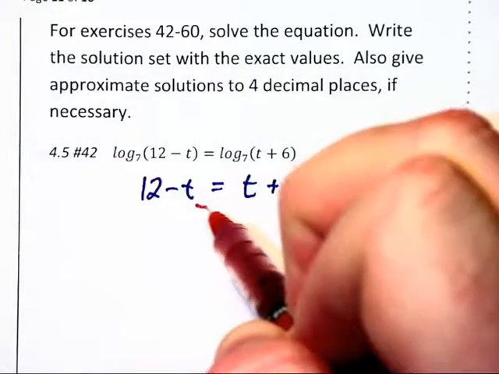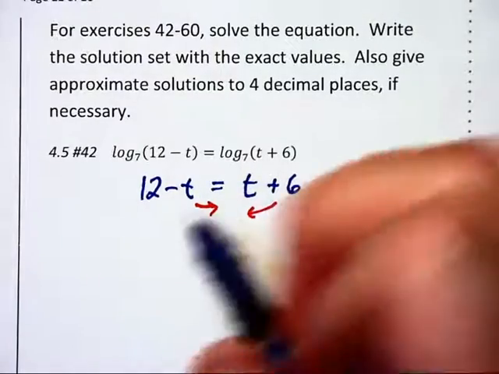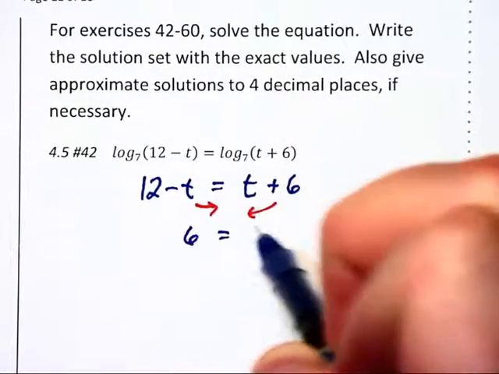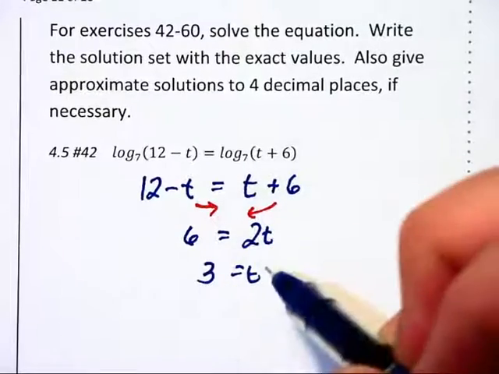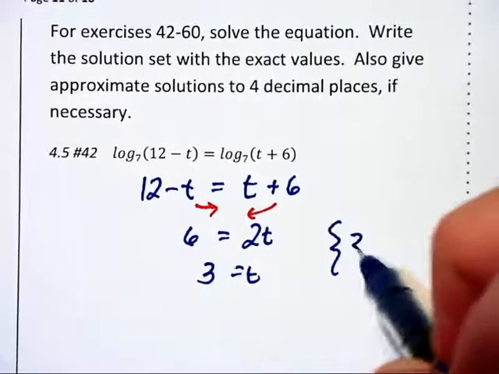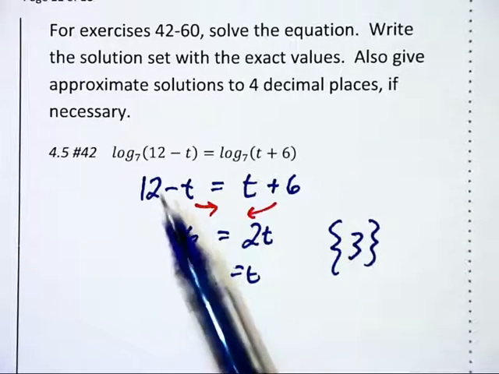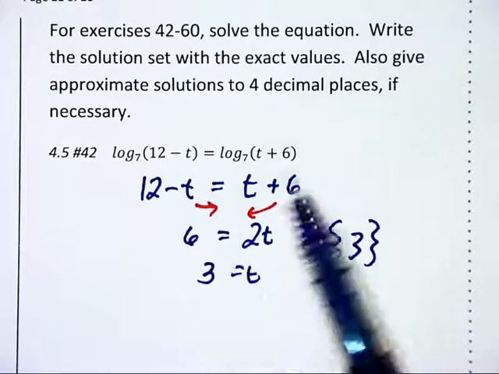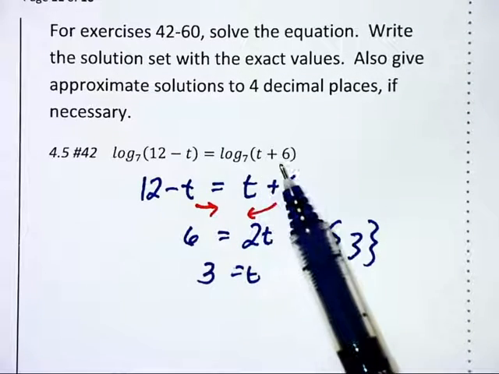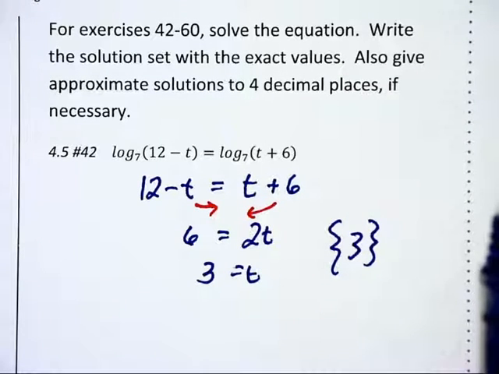I'm going to add t to both sides, subtract 6 off of each side, and that will give me 6 is equal to 2t, therefore t is equal to 3, and that will be our solution set. We can check that it works. When we substitute in 3 on the left, we get the natural log of 9, which is valid. On the right, 3 plus 6 is 9, and we get the log of 9 there. Not the natural log, as I started to say a little bit ago.